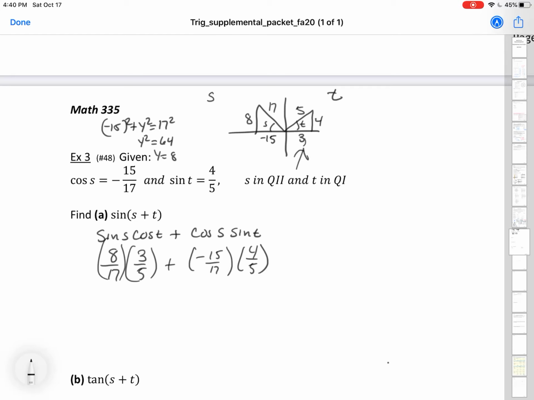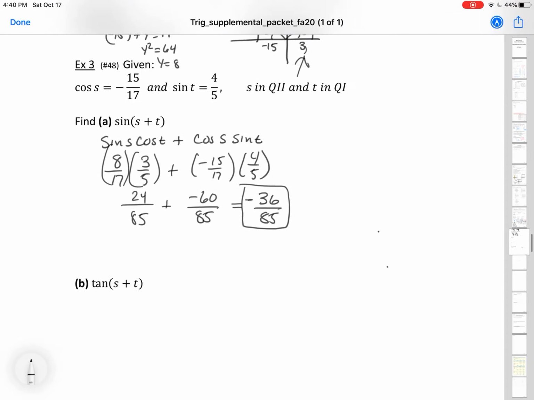So 17 times 5 is 85. 8 times 3 is 24. And then we're going to have plus negative 15 times 4 is negative 60 all over the same 85. And if I take 24 off of 60, I come down to 36 over 85, and it's negative. Negative 36 over 85. Now, that's what the sine of s plus t is.